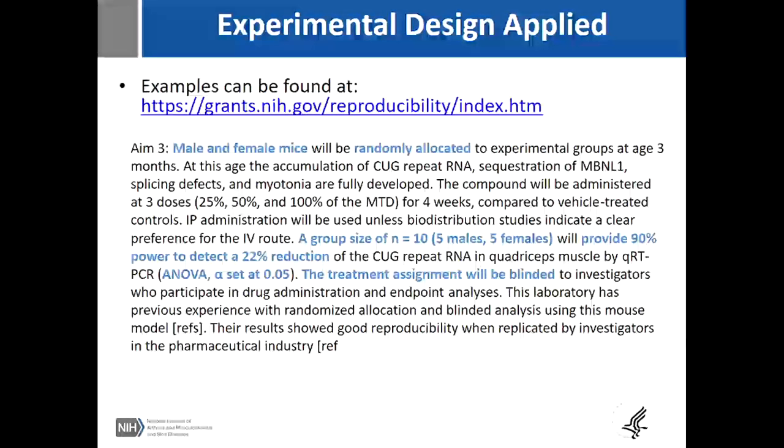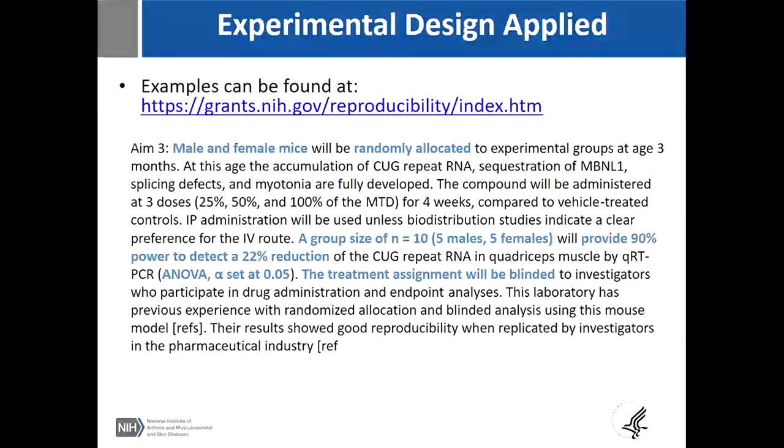So we're looking at male and female mice for biological variables, randomization, group size, and the power calculation that went into that. What were the statistical methods used to calculate that? Discussion of blinding of the assessors. Those are all things that you want to make sure you have in there, so that the peer reviewers can easily see that and report on that at the review meeting.